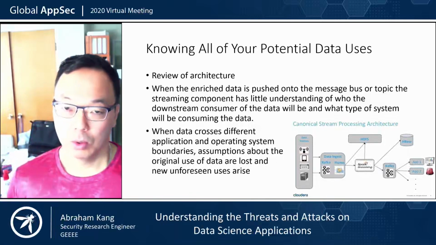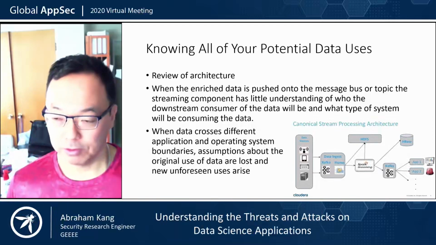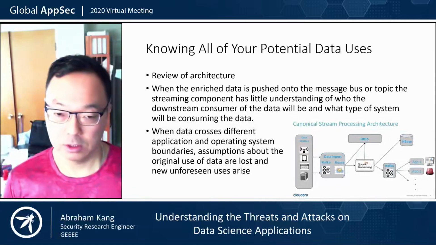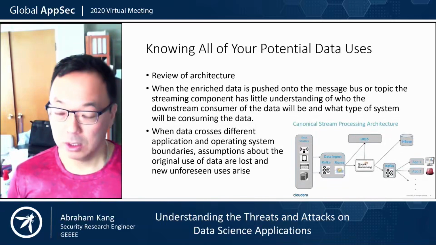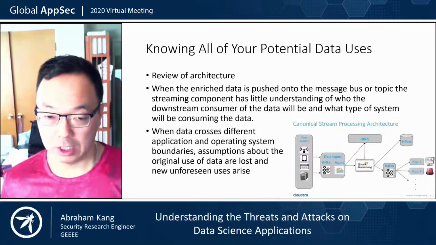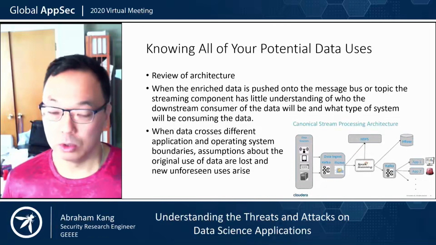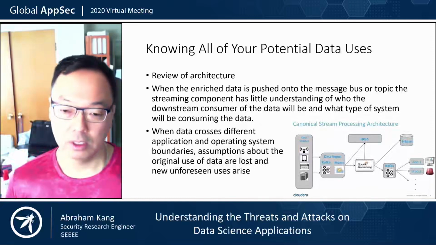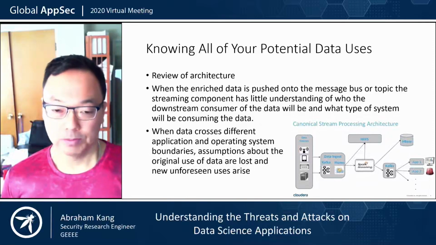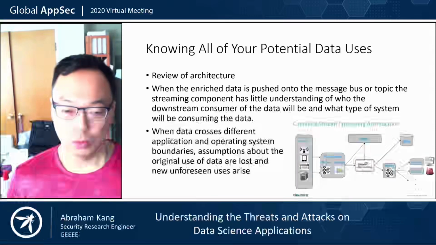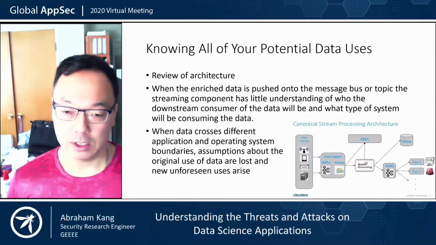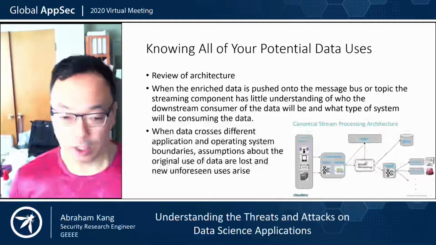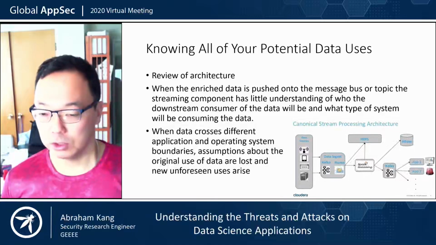And so when you try to input filter for your application, if you're in the beginning part of this process, it's going to be difficult for you to input validate for all of the potential uses downstream because you won't know, because new apps are going to be added to these message buses that are going to do new things that you haven't even thought about. And so when the data crosses these different application and operating system boundaries, any assumptions you made about the original use of the data are lost and new unforeseen uses arise.